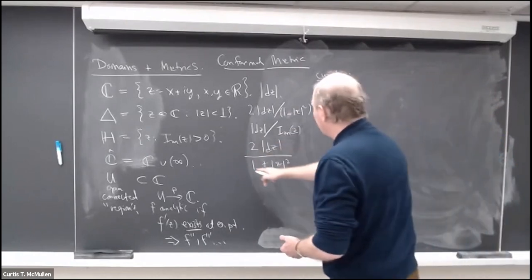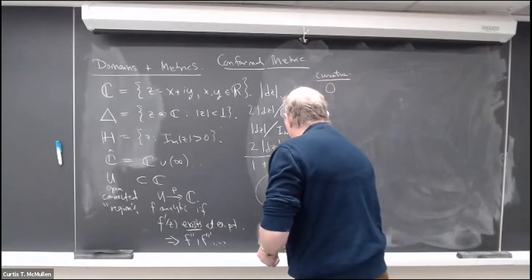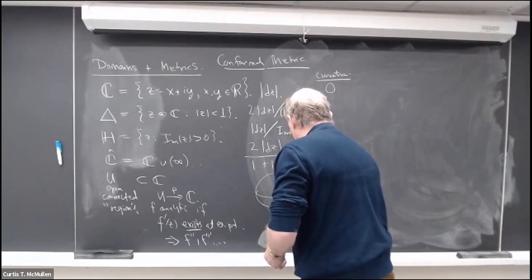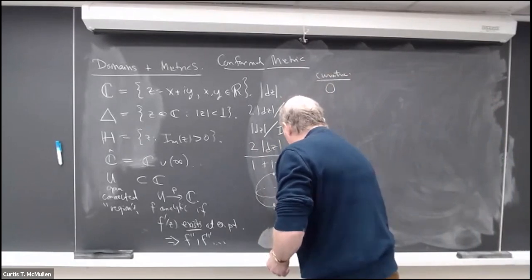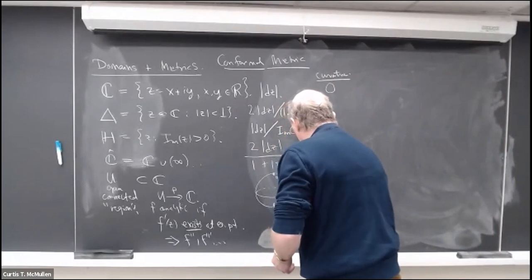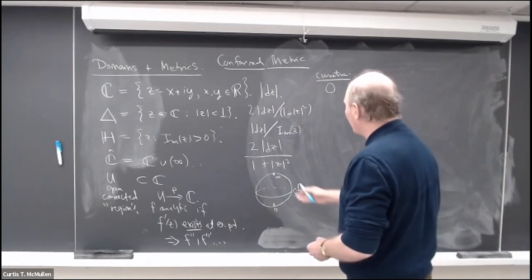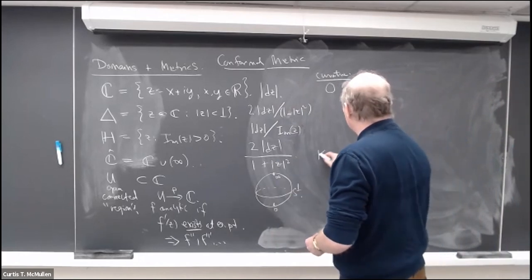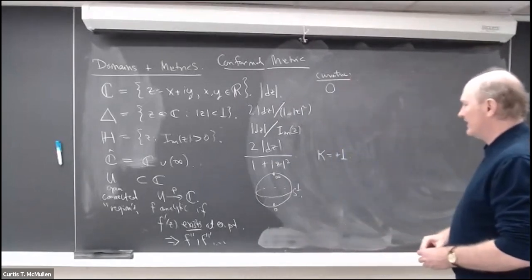Well, it might be hard to guess from what's written down here, but this metric makes the complex plane literally look like a sphere, with infinity at the North Pole, 0 at the South Pole. The unit circle, complex numbers of absolute value 1, form the equator. And so, in fact, its curvature is equal to +1. It looks exactly like the unit sphere.